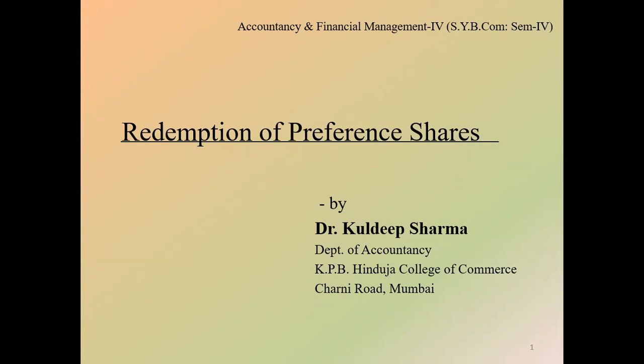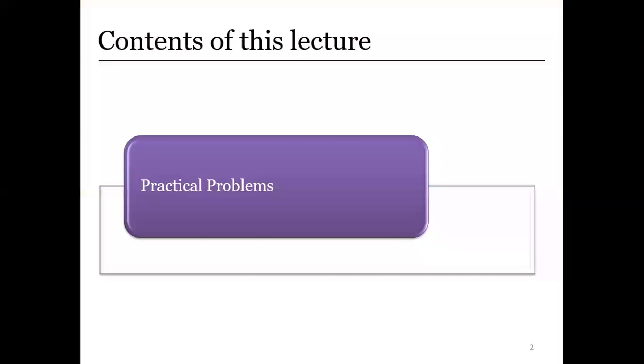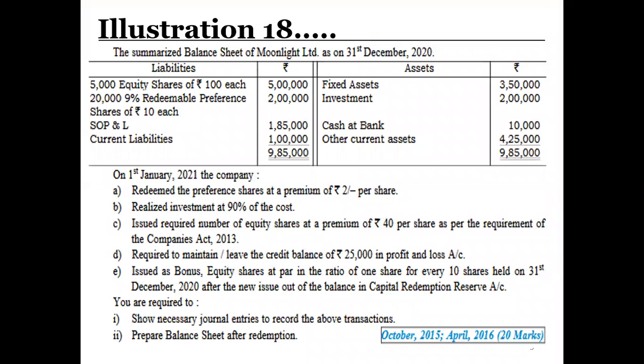Now today we are going to see problem number 18, and in problem number 18 we have the concept of issue of bonus shares, along with maintenance of a minimum balance in the profit and loss account. These are the two important things which we are going to see.